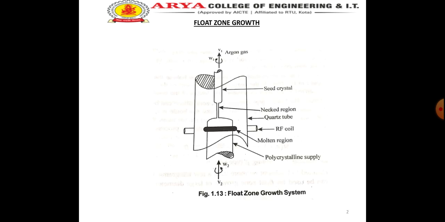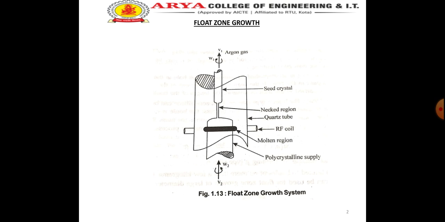Float zone growth. When extremely high purity silicon is required, then we use float zone growth techniques. The basic feature of this growth technique is that the molten part of the sample is supported entirely by the solid part, thereby eliminating the need of a crucible.